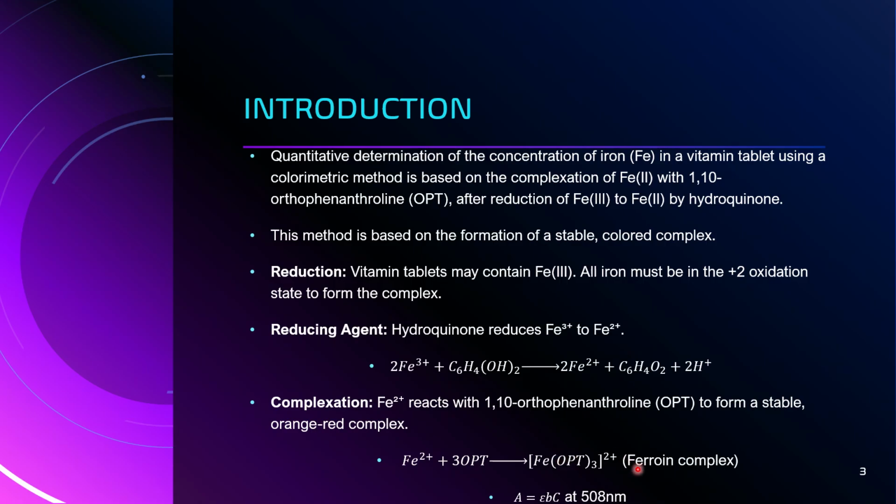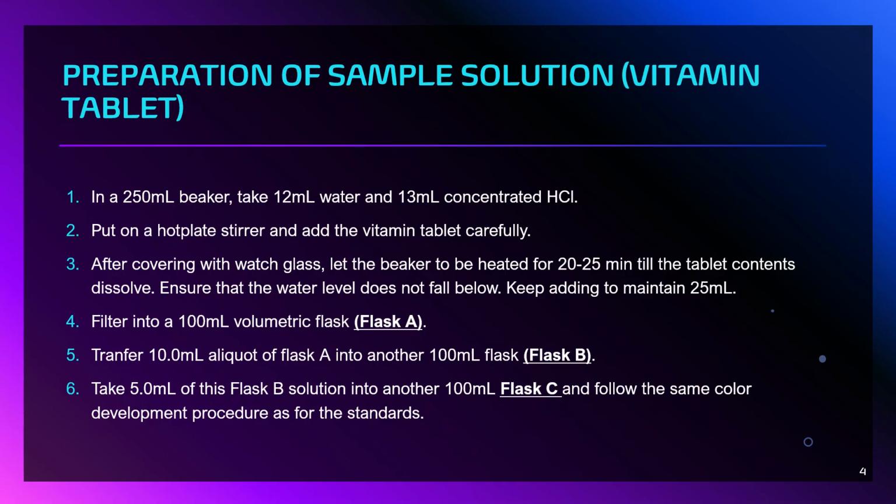with ferrous to form a ferroin complex that absorbs at 508 nanometers. So the higher the concentration of complex, the higher the absorbance, according to the Beer-Lambert law. The concentration of the complex depends upon the concentration of ferrous, and the concentration of ferrous is solely dependent on the ferrous ions coming from the tablet. Therefore, we can determine iron in the vitamin tablet using this principle.